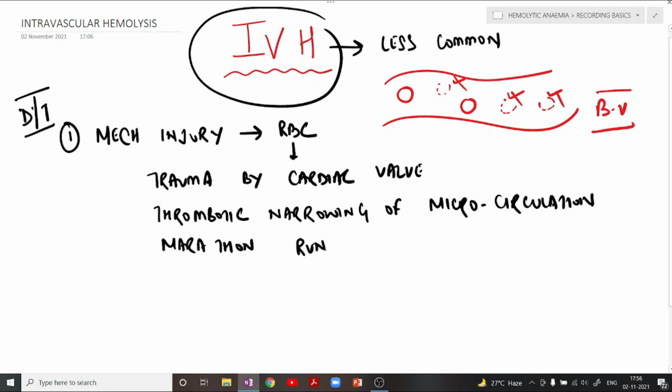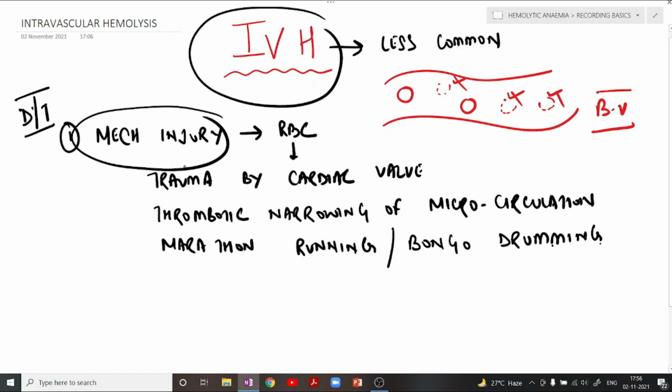Marathon running: soldiers anywhere in the world have to run a lot, and every day they are having some kind of exercise, so in those conditions they might suffer from this. Or there is bongo drumming, so prolonged bongo drumming can also lead to this. So the basic thing is, there is a direct mechanical trauma to the RBC leading to this.